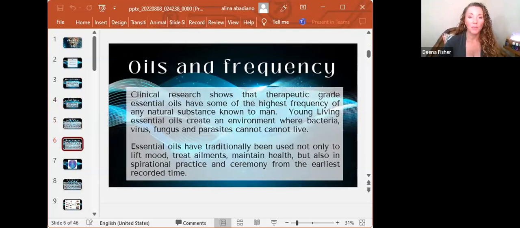I'm going to just show you a slide. Well, let's get into this. Clinical research shows that therapeutic grade essential oils have some of the highest frequency of any natural substance known to man. Young Living oils, of course, create an environment where bacteria, fungus, and parasites cannot live. Essential oils have traditionally been used not only to lift mood and treat ailments, they maintain health, but also, that's supposed to say inspirational. I've completely messed up my slide. So, in practice and ceremony from the earliest recorded time.